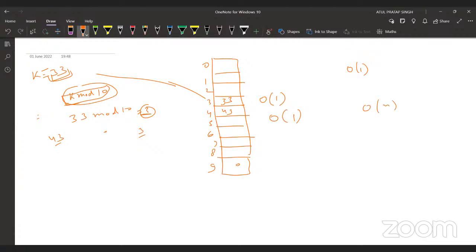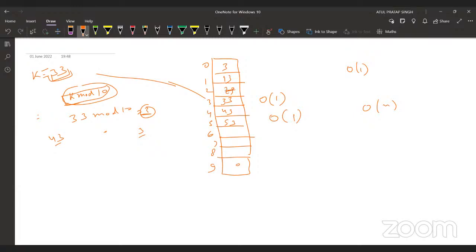For example, if we are storing elements like 3, 13, 23, this type of thing, 53.